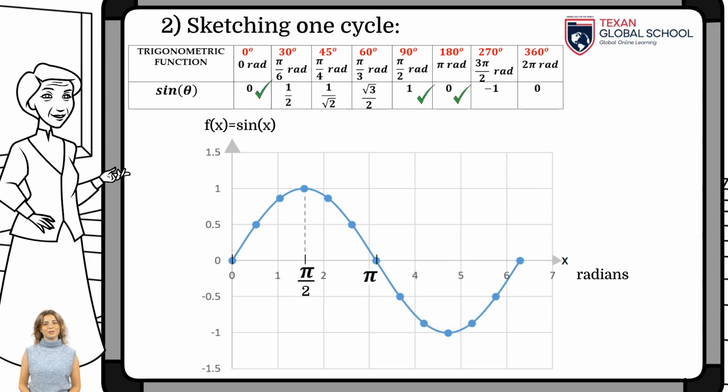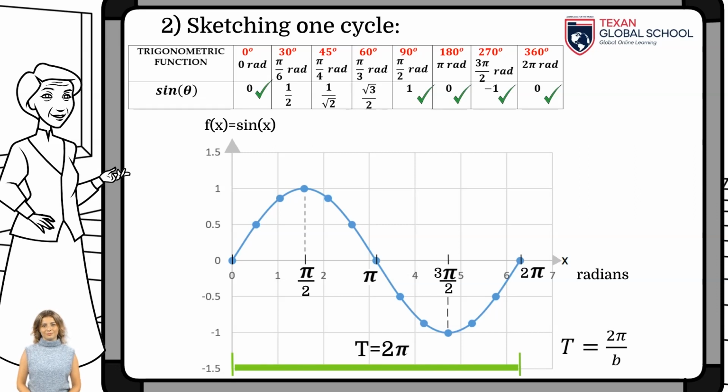If x equals pi, the sine of pi is 0. If x is 3 halves of pi, the sine of 3 halves of pi is negative 1. And if x is 2 pi, the sine of 2 pi is 0. We can see that we sketched a cycle of the function. The length of this cycle is called the period. In this case, 2 pi.